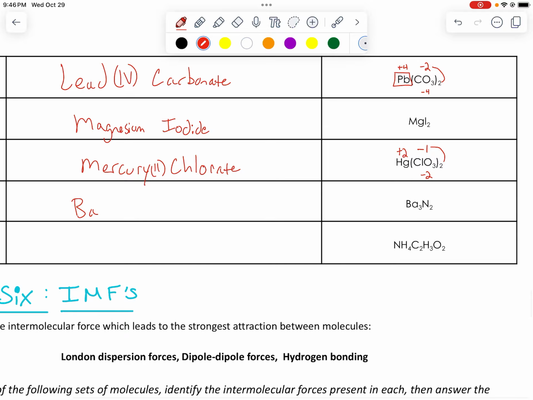Ba, barium. N is nitrogen, so it becomes nitride. Ooh, and look at this one. That's a fun one. NH4 is ammonium. And then C2H3O2 is acetate. That's on your back. Both of those are in the back.